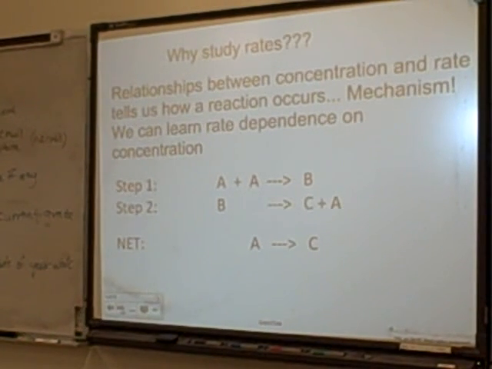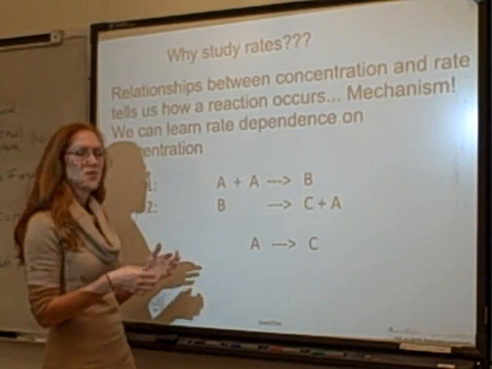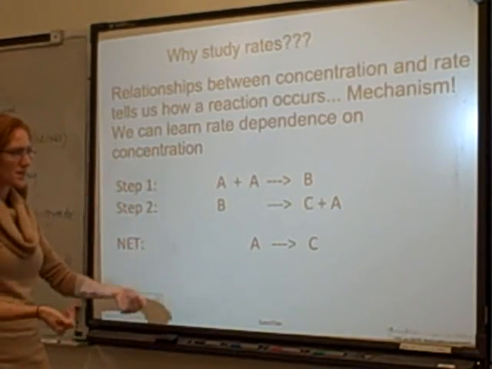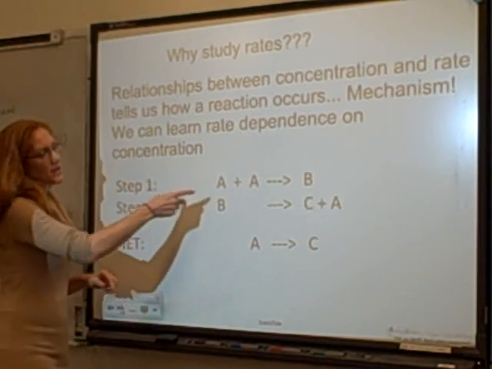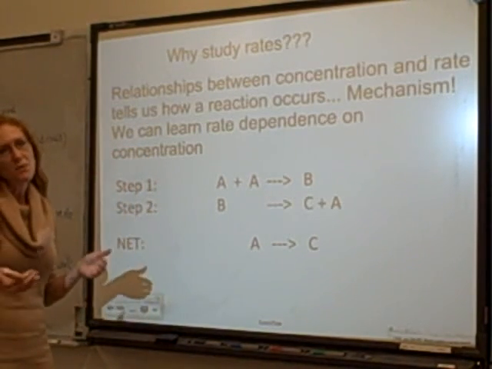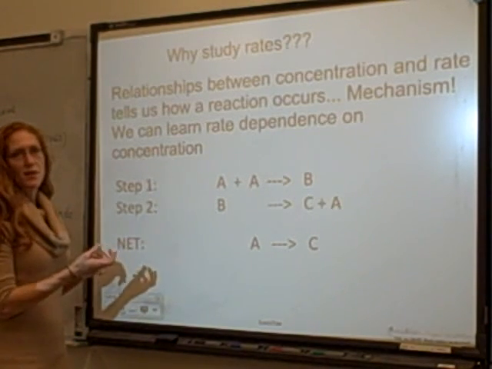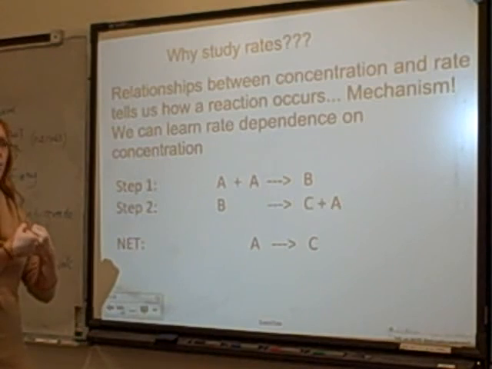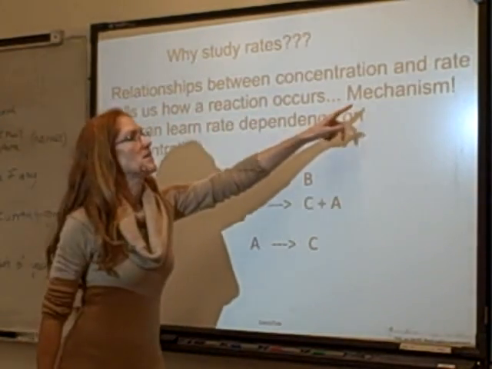So the reason we study kinetics, the reason we study rates, is we want to see if I double my concentration of A, how does that affect how fast this reaction occurs? Does it have any effect? If it does, that means that my concentration of A is one of the things that's slowing down the entire reaction. So it gives us an idea of which collisions are happening fastest and which collisions are slowing down the rate. It gives us an idea of the mechanism.